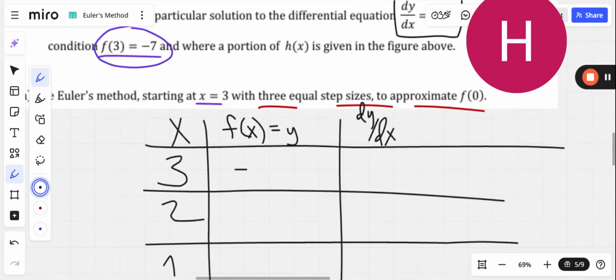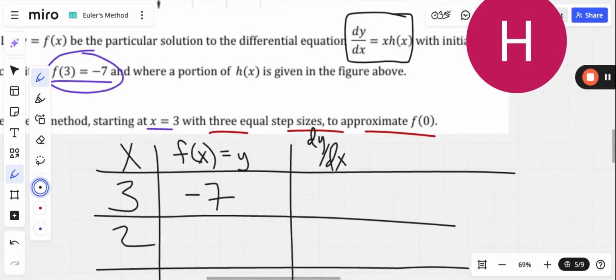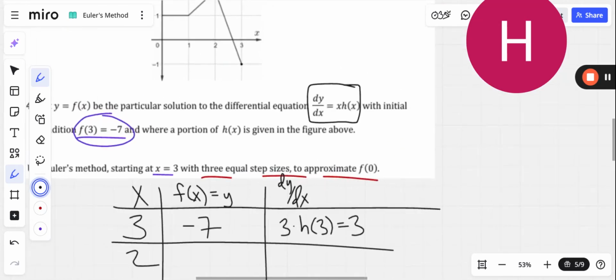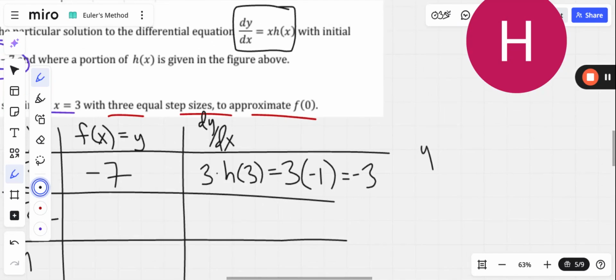So f of 3 is -7. Our dy/dx there is going to be 3 times h of 3, which is basically going to be 3 times -1. You see that? h of 3 is -1. And so we can make our tangent line as follows. y minus -7 equals -3 times x minus 3.